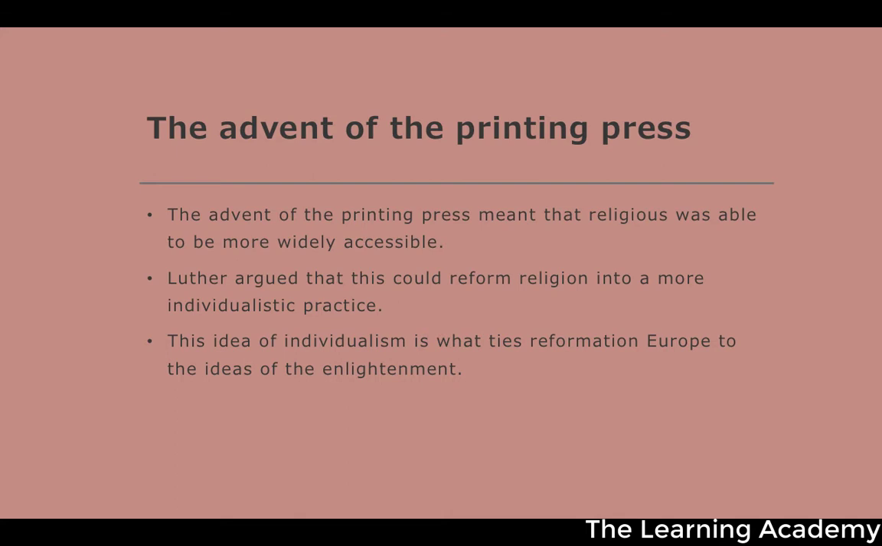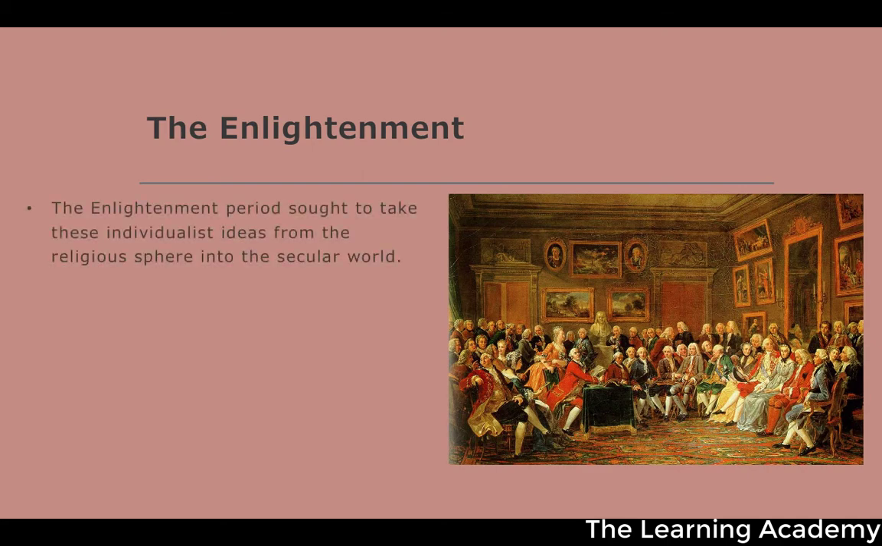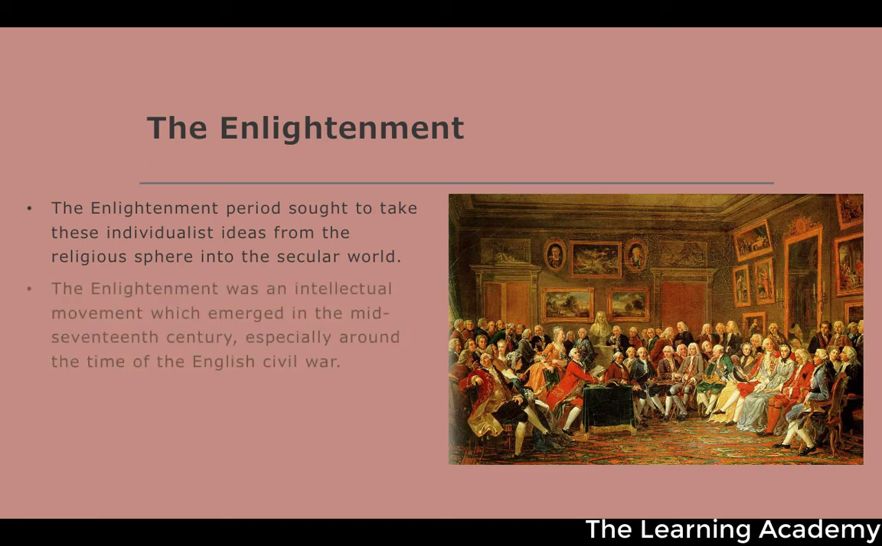This is where the two periods in European history have some kind of link in terms of their ideas. The Enlightenment is really where we see the acceleration and the development of liberalism, of classical liberalism as we know it today. The Enlightenment period sought to take these individualist ideas that we see in the religious sector in the Reformation and incorporate them into the world of secularism. The Enlightenment was an intellectual movement which emerged in the mid-17th century. Okay, this was especially around the time of the English Civil War.